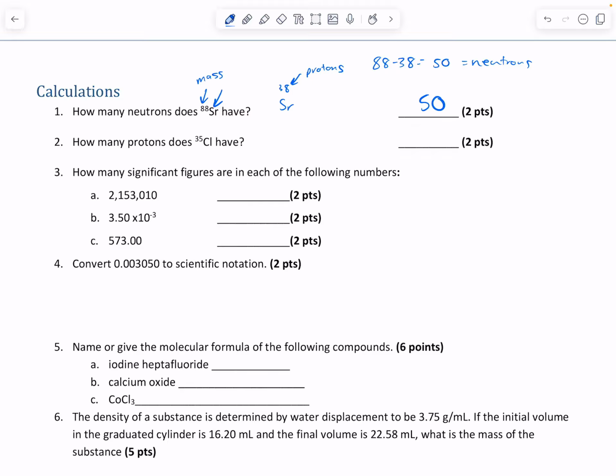Same thing on chlorine. This mass here is irrelevant because if you change the number of protons of a compound, you are changing what element you are. So this would just be 17, chlorine's atomic number.